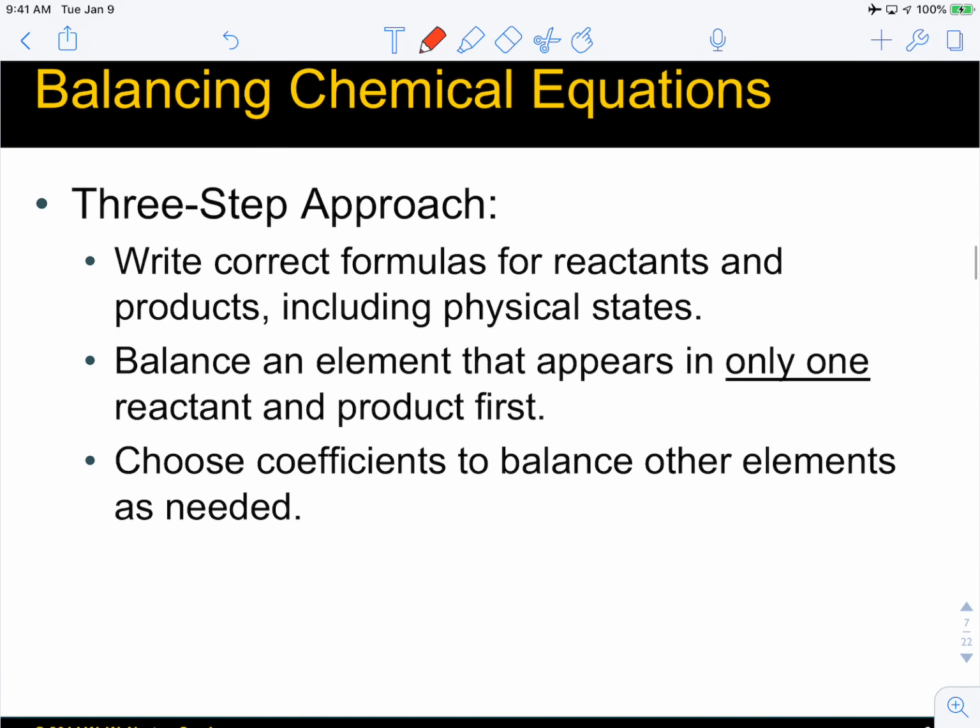So really, balancing is a three-step approach. And whether or not you use this approach is up to you. I just want you to get the basics down and start to feel comfortable. But the first thing you need to do is write the correct formulas for reactants and products, including the physical states. That is, in some cases, you're not going to be told what the products are. You're going to need to figure them out, and that comes with experience, of course.